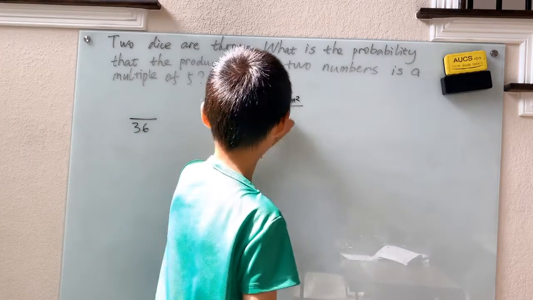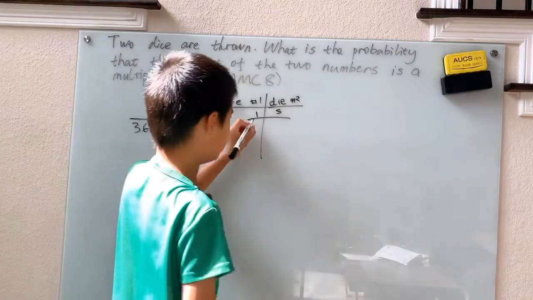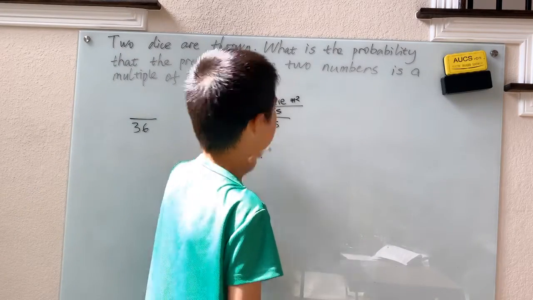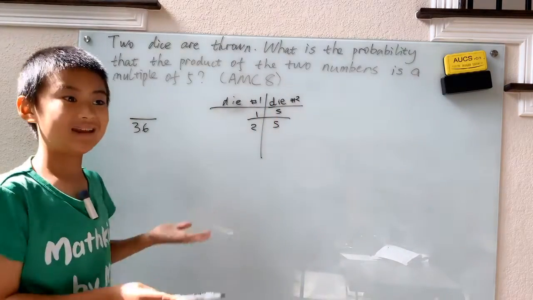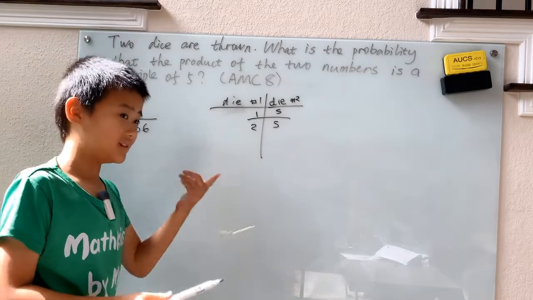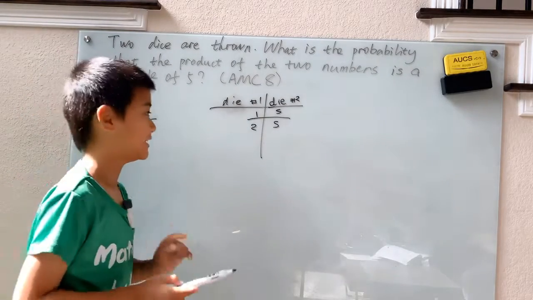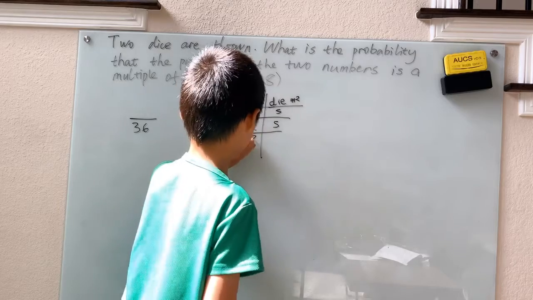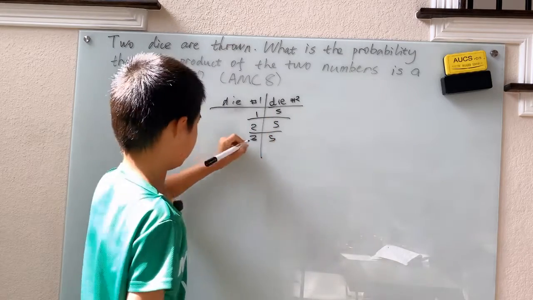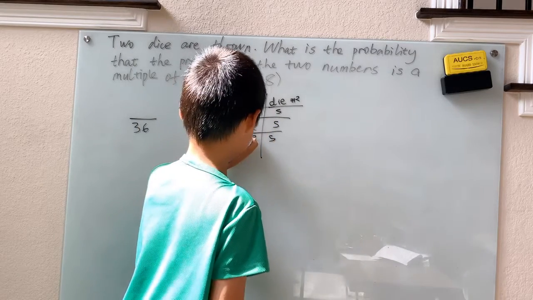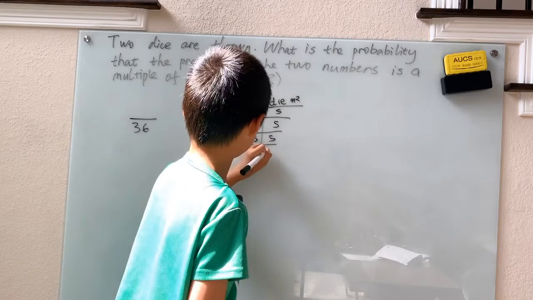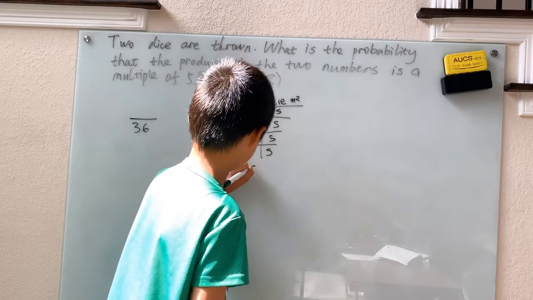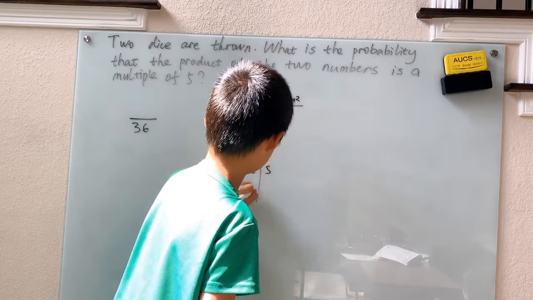Similarly, if die number 1 rolls a 2, die number 2 needs a 5, since 2 times anything else that's not 5 isn't a multiple of 5, since we have a 6-sided die. Similarly, for 3, we need a 5. And just continue this chart on and on.